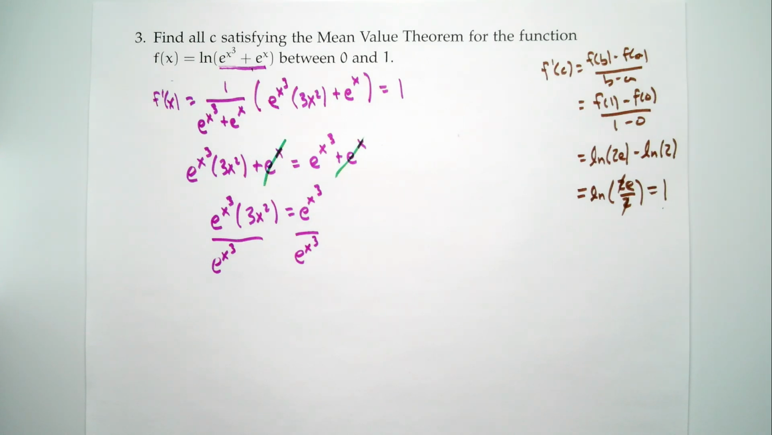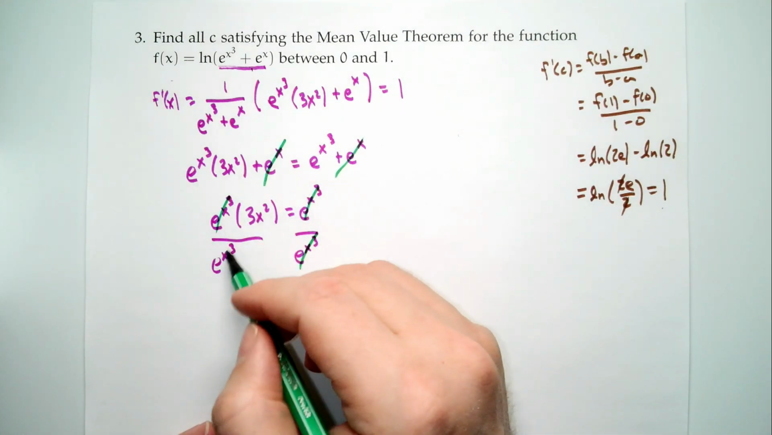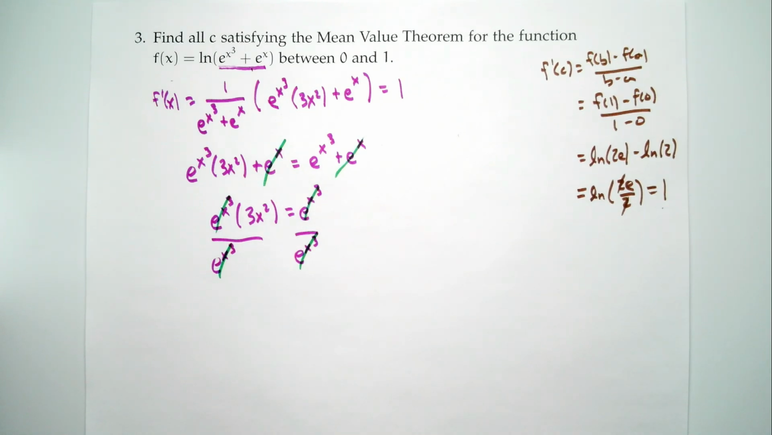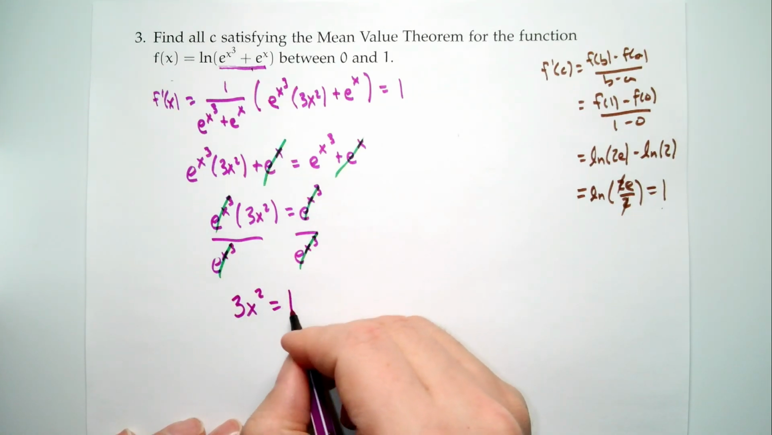Well, if you're ever going to divide to cancel, there's something that you have to be careful about. You have to make sure that when you divide, what you're dividing by is never 0. E to the x cubed, can that possibly be 0? And the answer? No, it can't be 0, because it's e to something, and e to something can never be 0. So we're okay. Good. It's good to always double check, because you never know when they're going to have something subtle. So it's always good to be careful. So 3x squared equals 1.